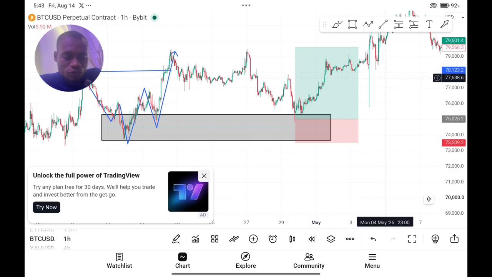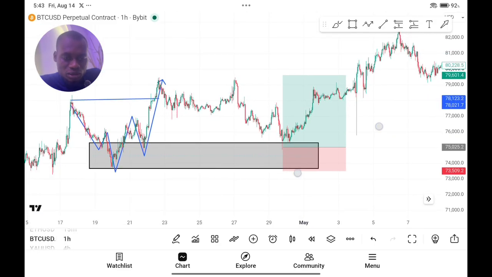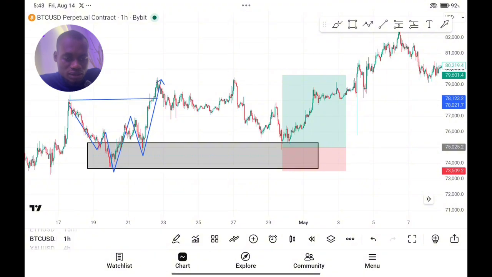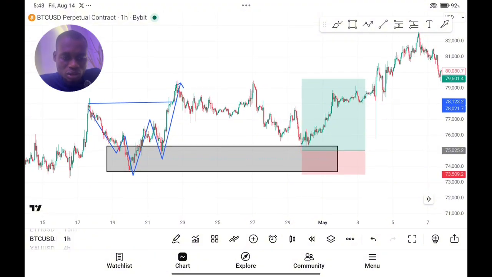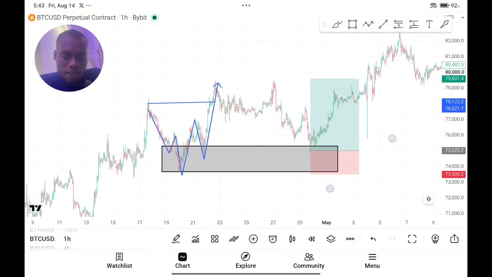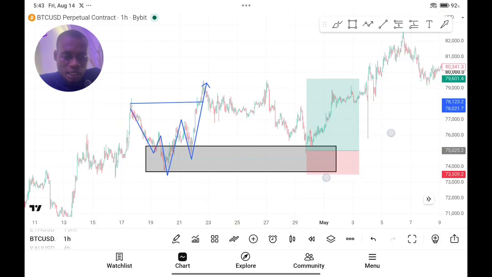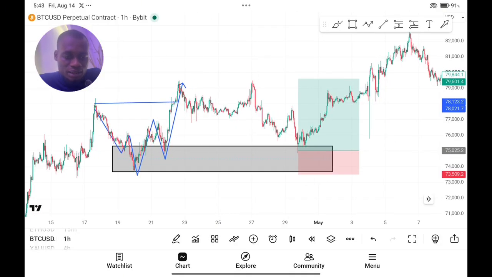So you always wait for price to come back to this point where it took out liquidity. You wait for it to come back, take your entry here, then you aim for the previous higher high. So that is how you can identify the point of interest.